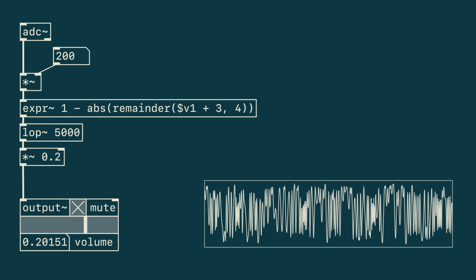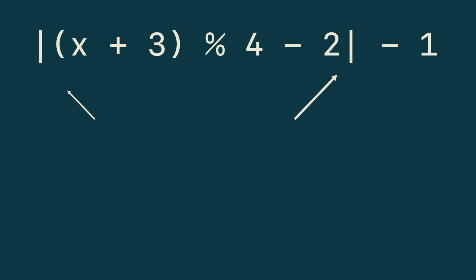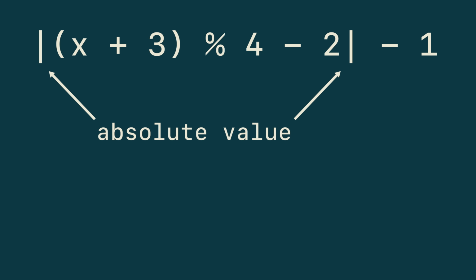We'll get to that. In the meantime, how do you make a static triangle wave? A commenter on the folding tutorial suggested this formula. These vertical pipes are the absolute value function, which makes all negative numbers positive. The absolute value of positive 3 and negative 3 are both 3.